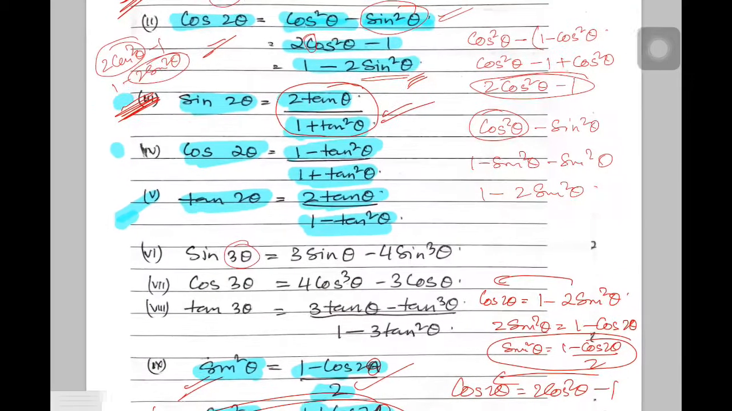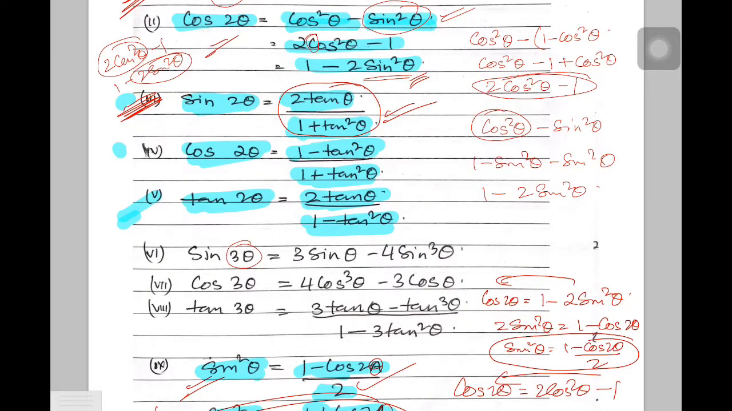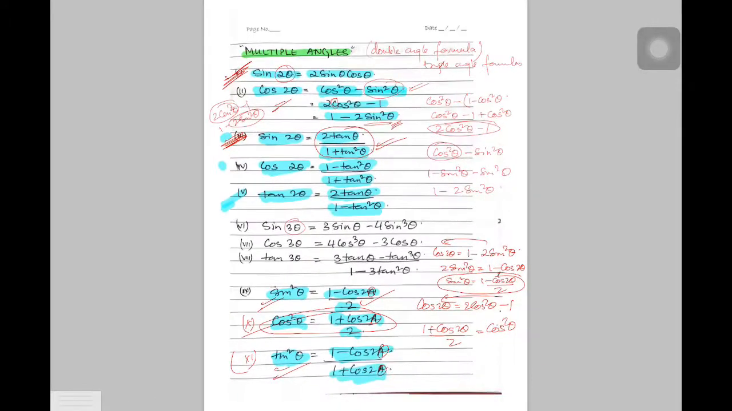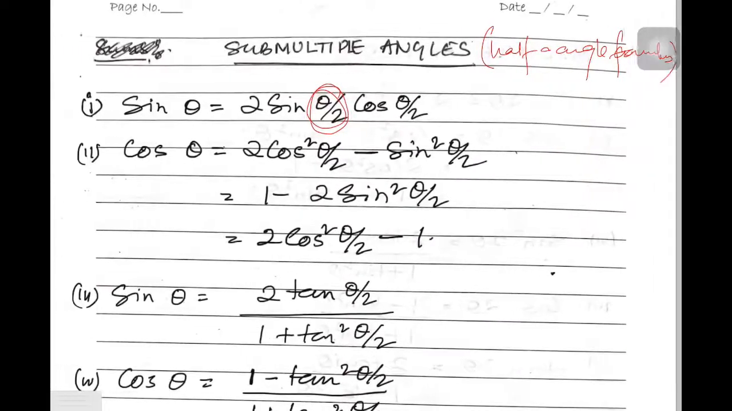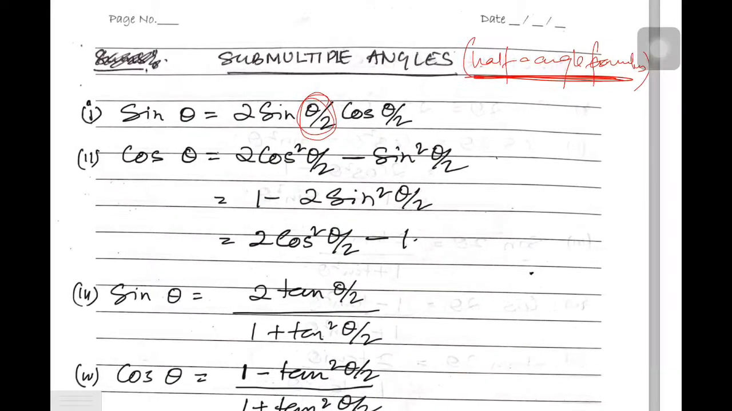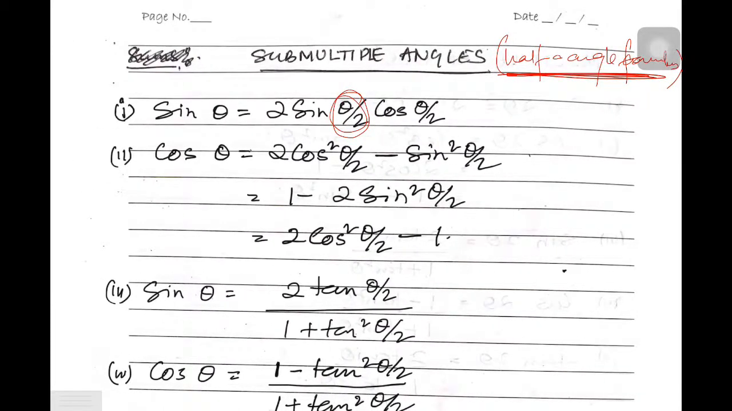Okay, and now based on this only, we will also learn submultiple angles. Let me show you this side, submultiple angles. Now the same thing, submultiple angles, or we also call it half angle formula. Now how do you remember this? Actually, the submultiple formulas are exactly the same as multiple formulas, but the angle has been made half. Okay, we have reduced the angle.